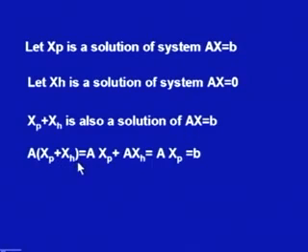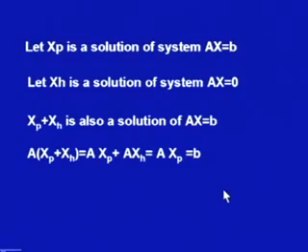Perform this multiplication, it is Axp plus Axh, but Axh is equal to 0. So, what remains is Axp is equal to b, but we know that xp is a solution of Ax is equal to b. So, this equation is satisfied, and that means xp plus xh is also a solution of Ax is equal to b.